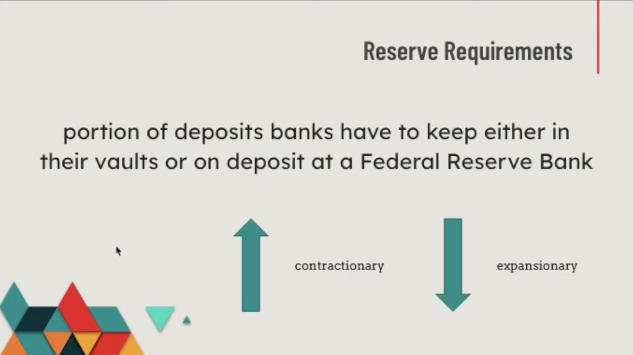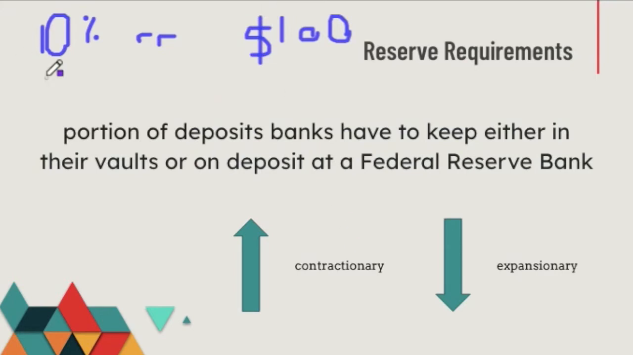The second tool we're going to go over is the reserve requirement. As the name suggests, this is the portion of deposits banks have to keep either in their vaults or in a deposit at the Federal Reserve Bank. Imagine the reserve requirement is 10%. Someone deposits $100 in any bank. That would mean they have to keep 10% of that $100 in their reserves rather than loaning it out. That would mean $10 in their reserves and $90 loaned out.